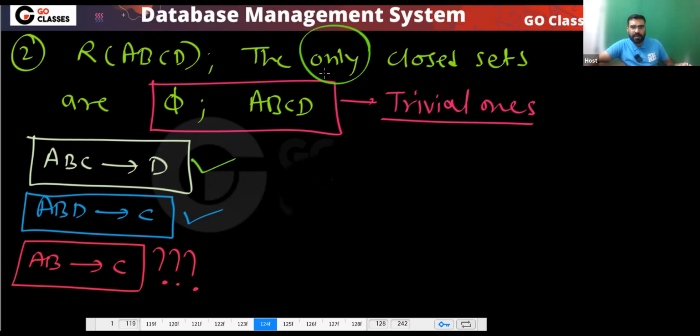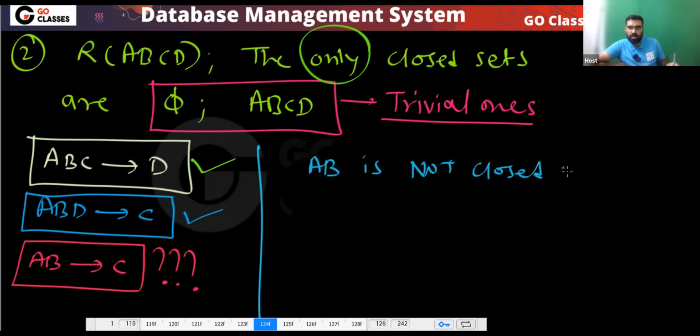Tell me, AB is not closed, right? So it should give you something extra. Tell me which extra thing. If it gives you C, then this will happen, right?